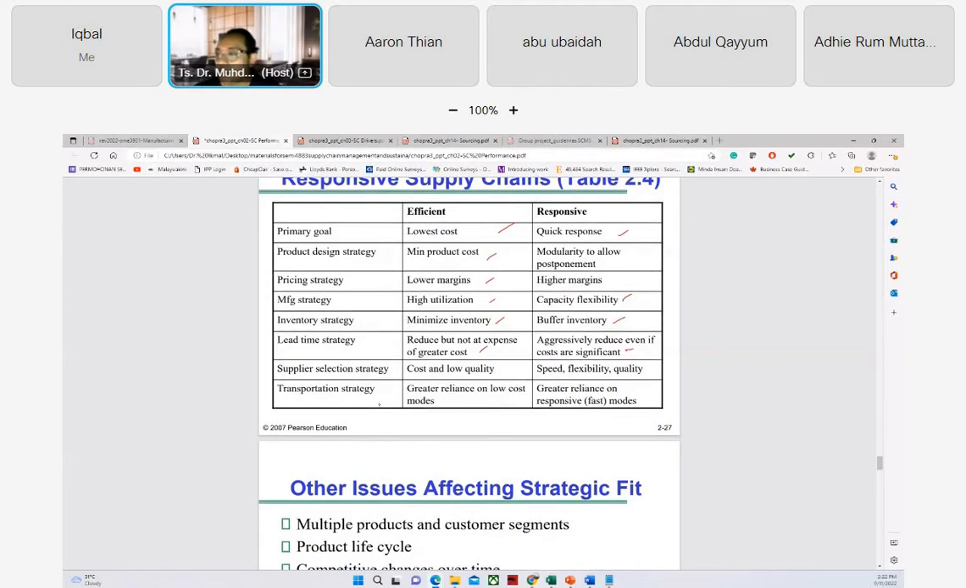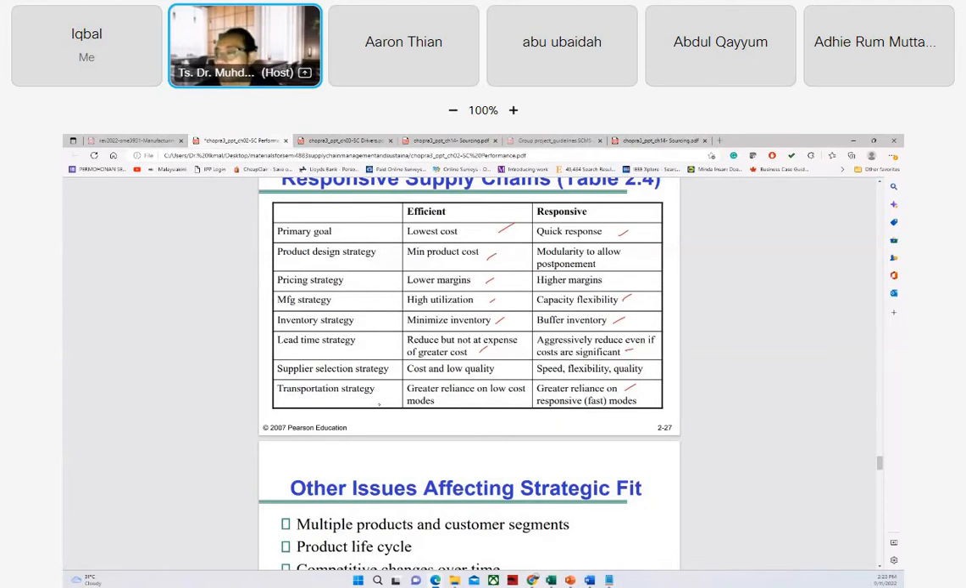Okay, the other one, transportation. Greater reliance on low cost modes of transportation for efficiency, and greater reliance on responsive, fast modes of transportation for responsiveness. So maybe you can go up to using a cargo service from the airlines. All right, but that is not the story regarding efficiency.